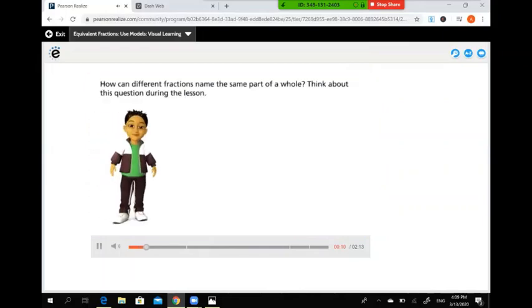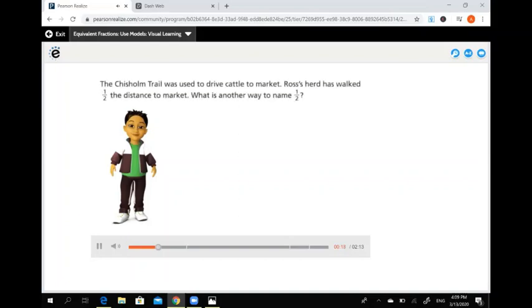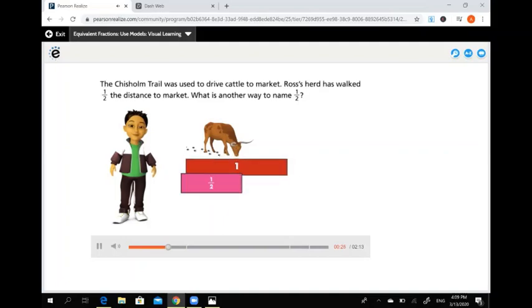How can different fractions name the same part of a whole? Think about this question during the lesson. The Chisholm Trail was used to drive cattle to market. Ross's herd has walked 1/2 the distance to market. What is another way to name 1/2?